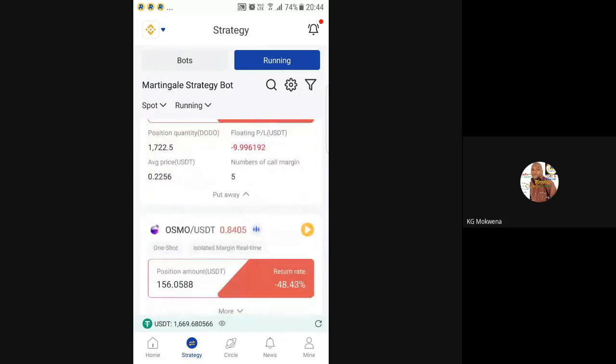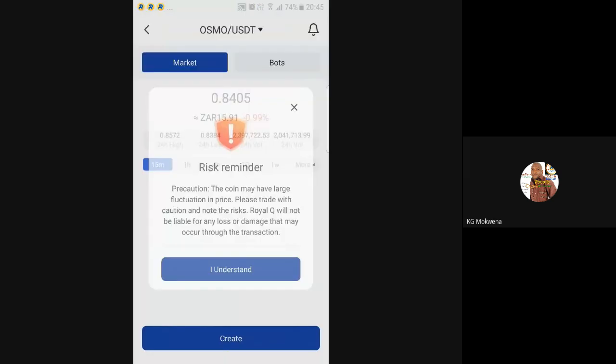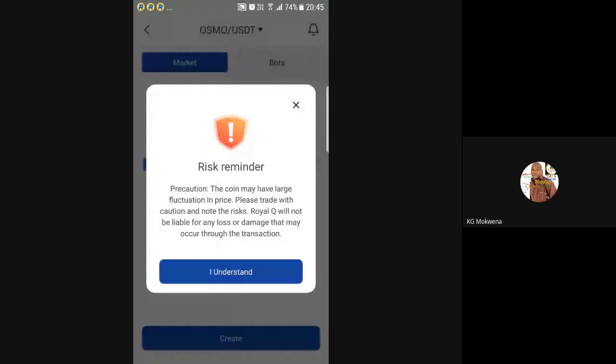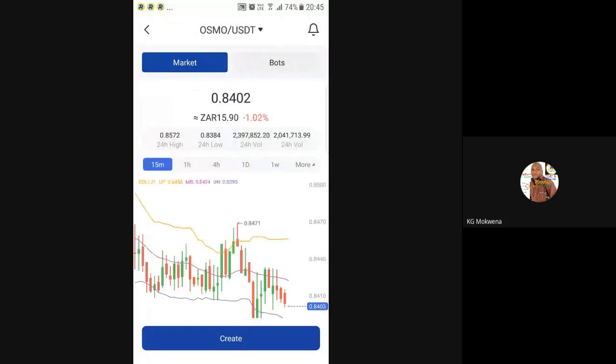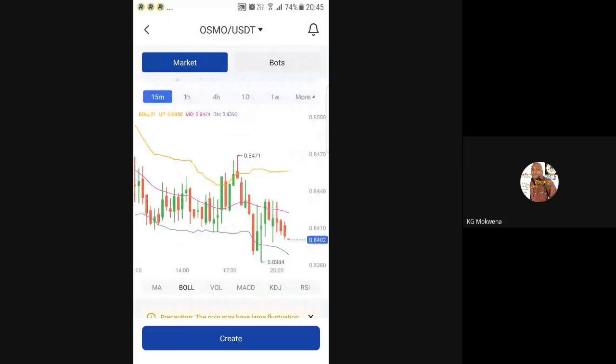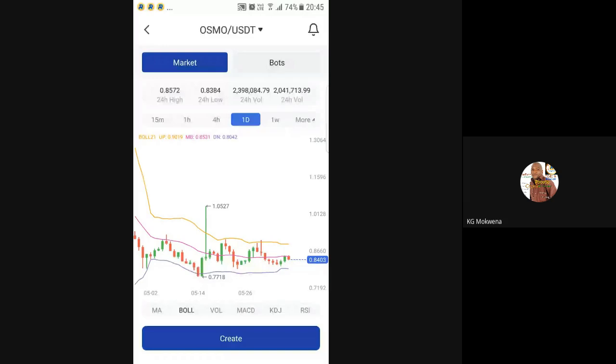Look at OSMO. Let's go there and check. I didn't entertain this one because I looked at the candlesticks, and I felt like, no, they were not giving me a good market formation. So as a result, I didn't go into it. Let's go and check from daily. Yeah, look at what is happening on a daily time frame there.